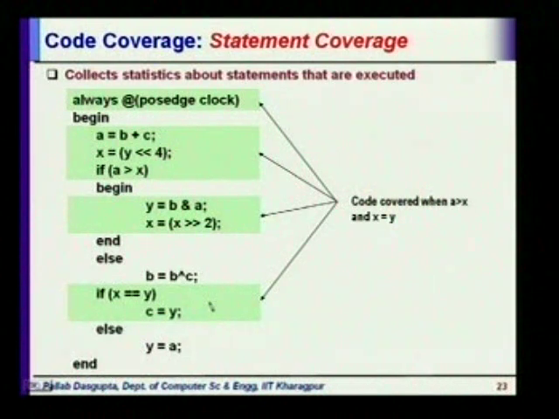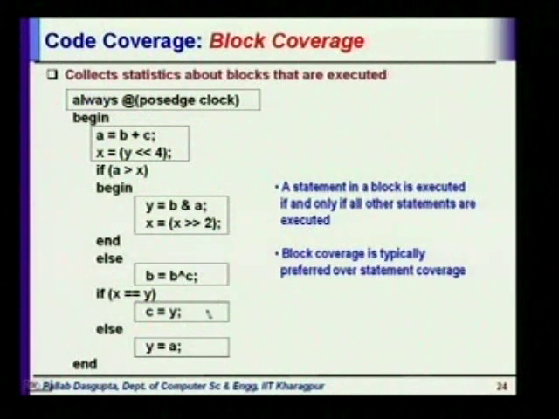Now, we could track whether each line is covered or not, but a better option is to do what is called block coverage. See, we observe that if this statement is executed, then this is also going to be executed, right. So they are in the same block. You cannot execute one of them without executing the other, right. So we club those blocks together. So this is one block, this is one block, this is one block, this is one block, and this is one block, and then you monitor the coverage of the blocks. So from the block coverage you can also get the statement coverage, okay.